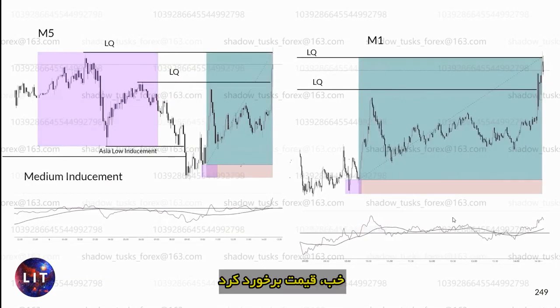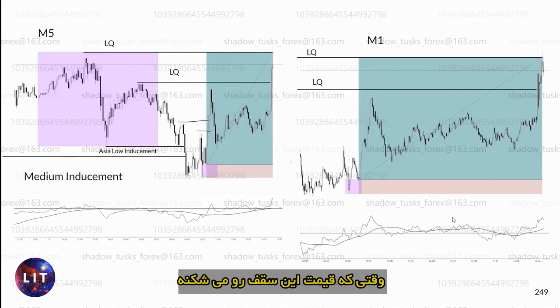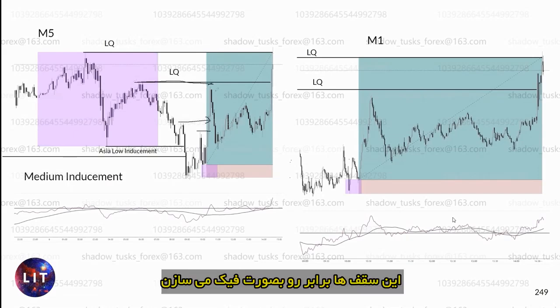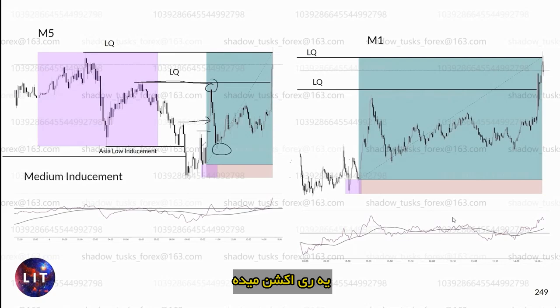So you get tagged in. Once price takes out this high, you go break even. This is perfect. Look at that, faking the equal highs, giving the reaction, potential re-entry there. And yeah, this is just gorgeous.